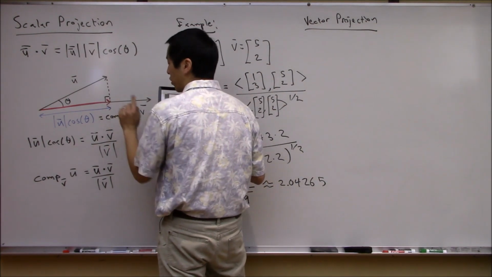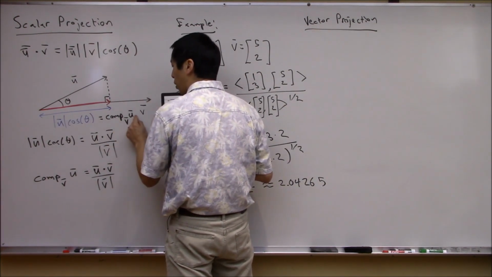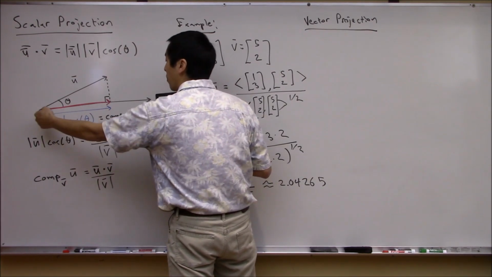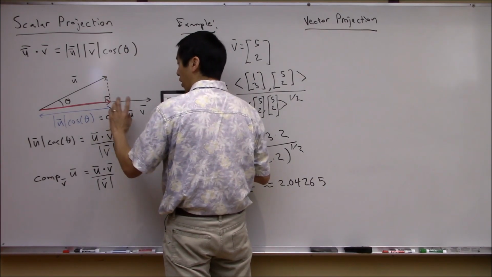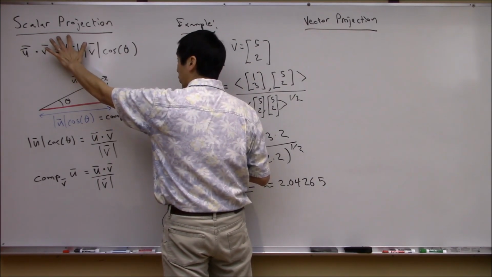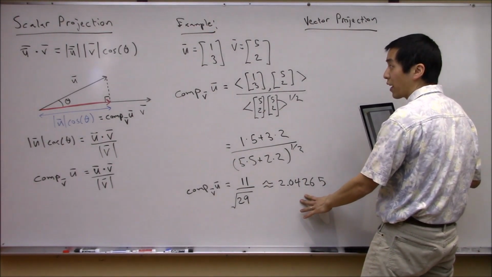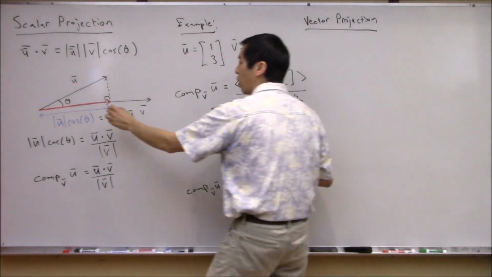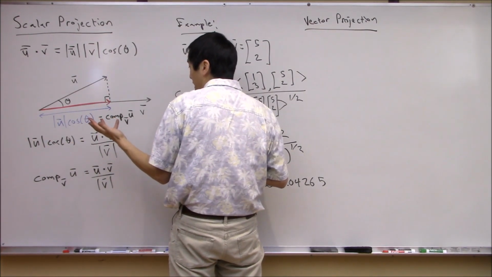So the red vector, the distinction here is that it has the same length as the component of u onto v, right? It's this long, but it's in the direction of v. So the difference between the scalar projection, which gives you just a number, the scalar length of the vector, and the vector projection, is that I actually want a vector describing this red line. So you can see it's pretty darn easy.